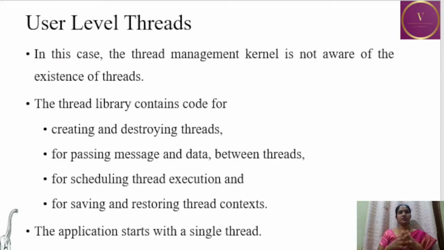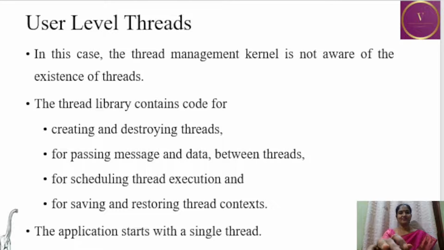Alright. User level threads. In this case, for thread management, the kernel is not aware of the existence of the threads. That is, kernel is not aware about the user level threads, and generally user level threads are implemented by the thread library present at the user level. What will be the content of thread library? Thread library will be containing the code for creating and destroying threads, for passing messages and data between the threads, scheduling the execution, and for saving and restoring the thread context. And generally the application will start with a single thread.